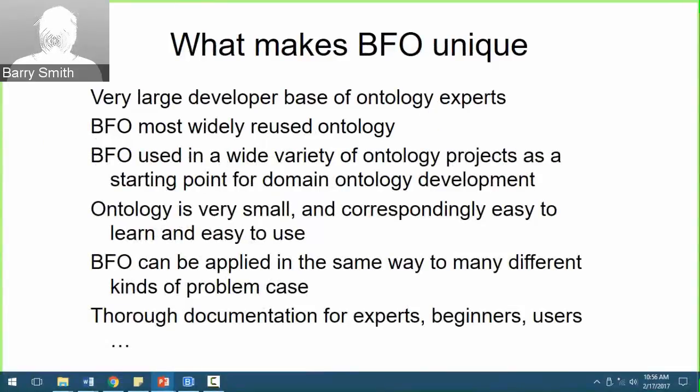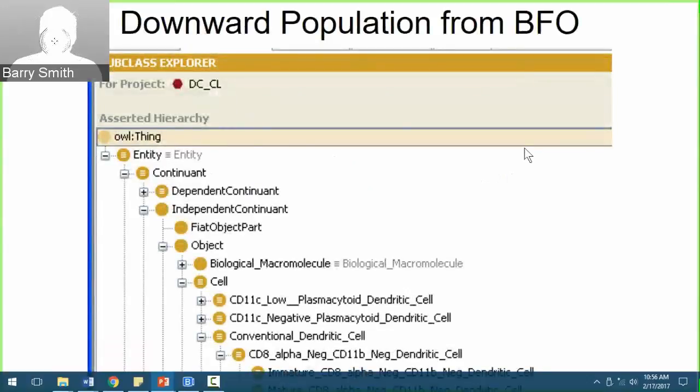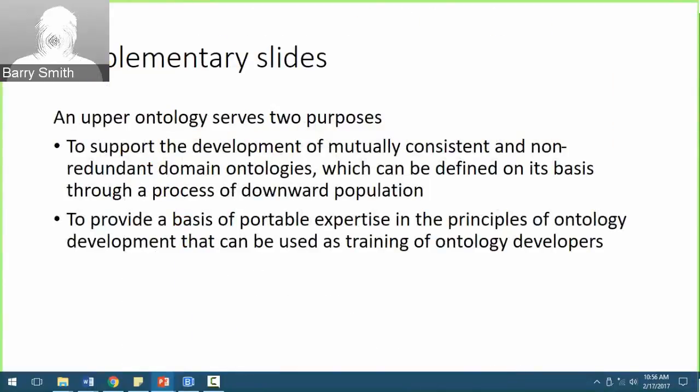Well, I've said a lot about what makes BFO unique, so I don't need to go over that. It's domain neutral. It's used by downward population. So you take Protégé, you import BFO, and then you go to the lowest BFO term which serves your domain purposes. So cells are objects. You import this part of BFO, and then you're off to the races. And that's the end, really. I do have some more slides on Dolce, but we can leave those for another occasion.